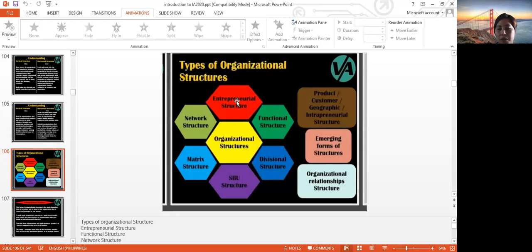Okay, so we have here the types of organizational structure. We have entrepreneurial structure, functional structure, divisional structure, the strategic business unit structure, the matrix structure, and the network structure.